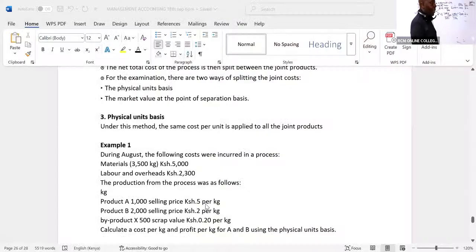So for A, selling price, I can see A is going for 5 bob. Then this other one is going for 2 bob. Yeah. And then give me profit per unit.